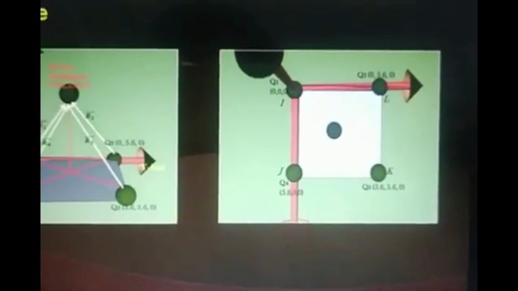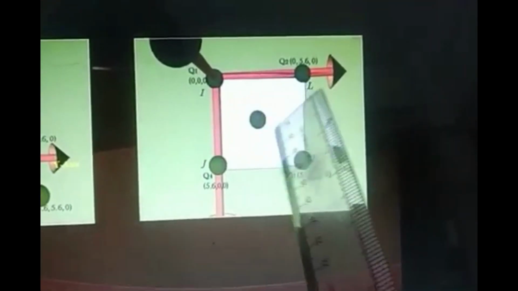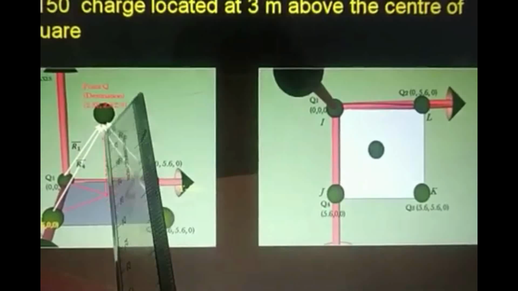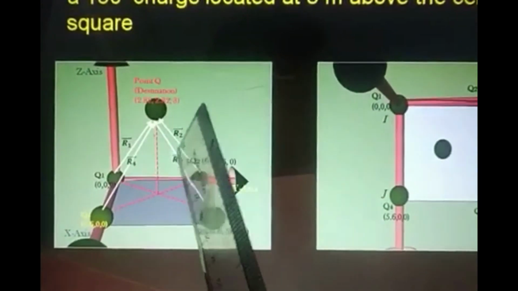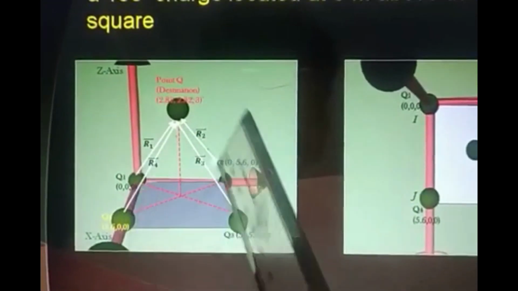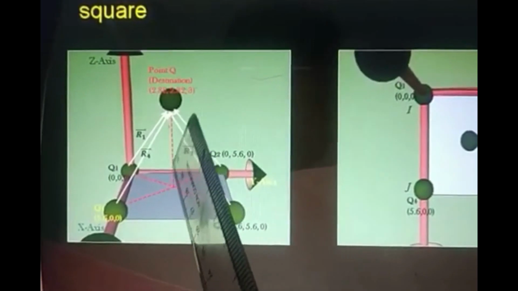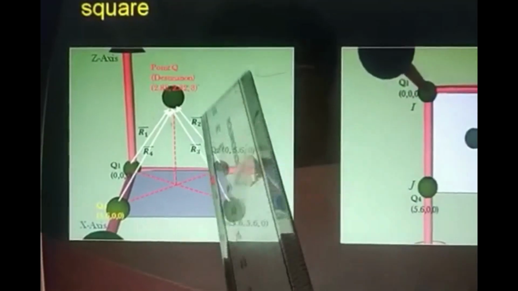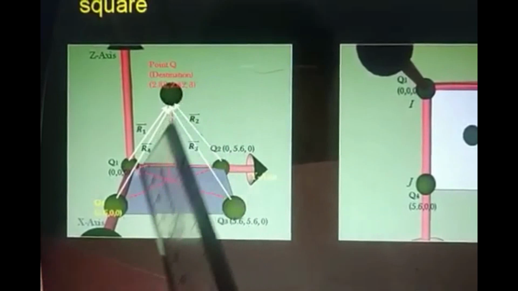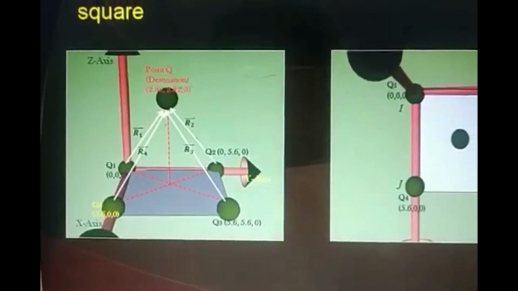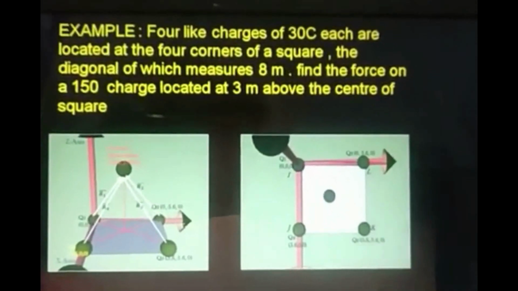But if we look at the same diagram from the top view, we cannot see the exact height of this point B. We feel that it is at the center of the square only. When we have some 3-dimensional look, of course we have to do it in our imagination, then we get the clear picture. So we have to find out these distances and we have to put them in the formula of Coulomb's law.